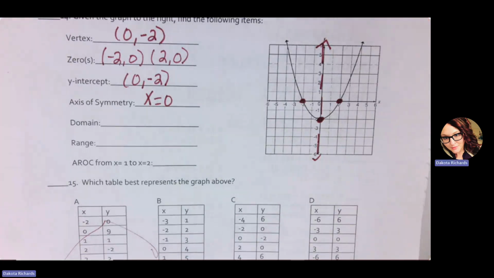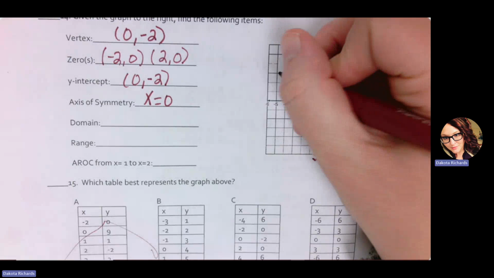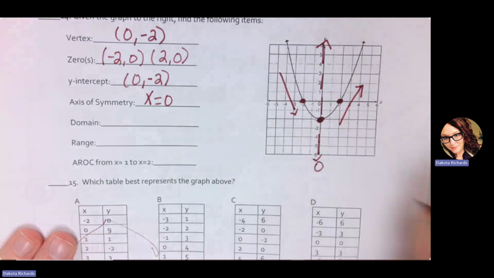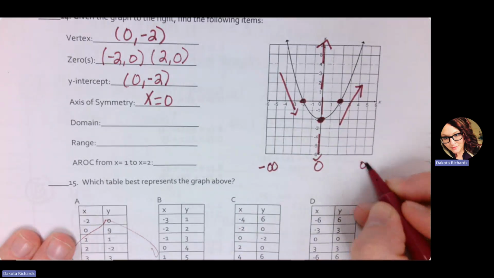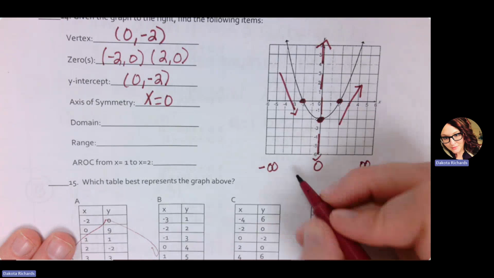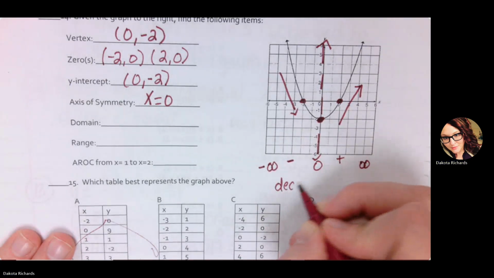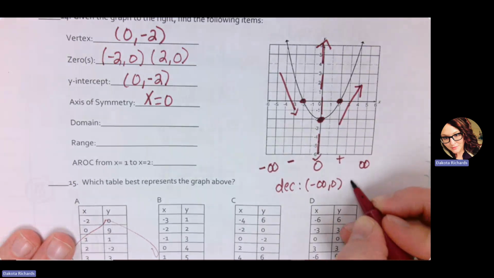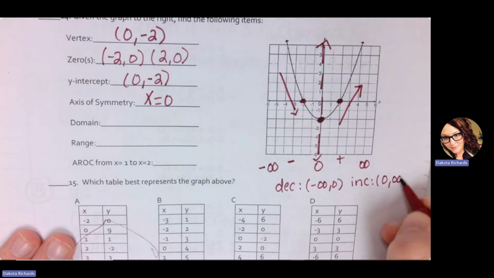Okay. So if you had to do intervals of increase and decrease, this would be your decrease interval, this would be your increase interval. Of course, 0 is your axis of symmetry. Over here is -infinity, over here is infinity. So that's our decrease side, that's our increase side. So the decrease interval would be -infinity to 0. The increase interval would be 0 to infinity if you had those questions.